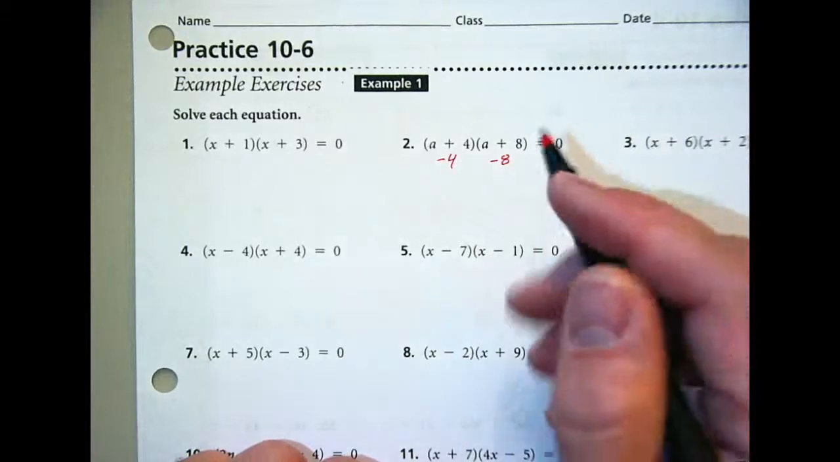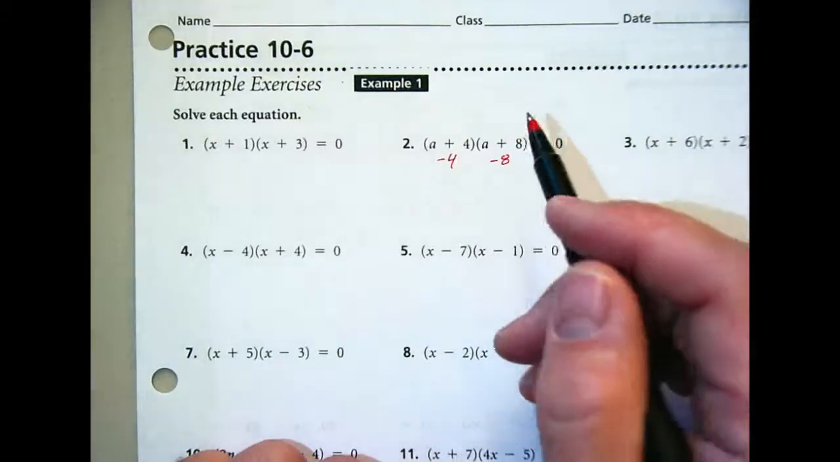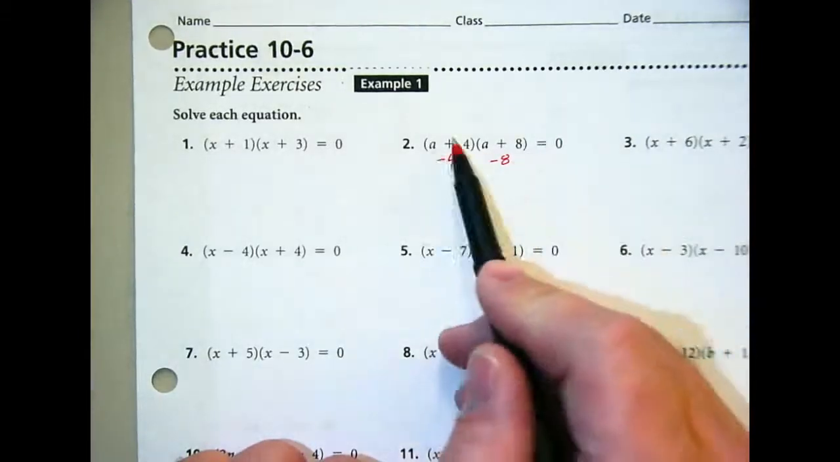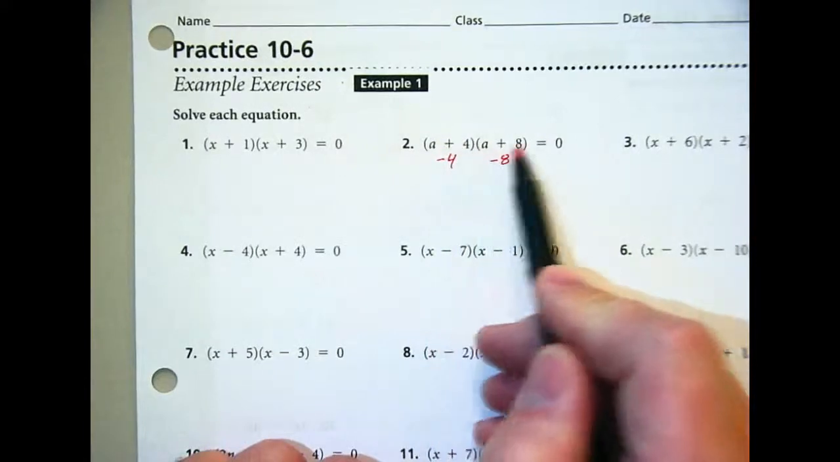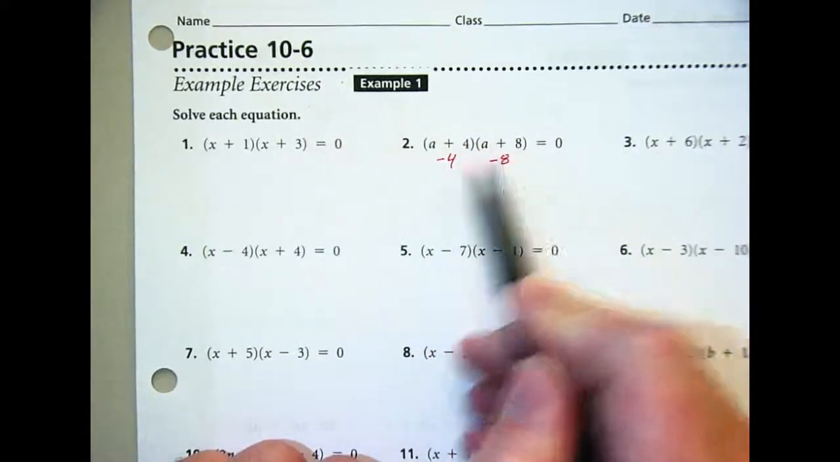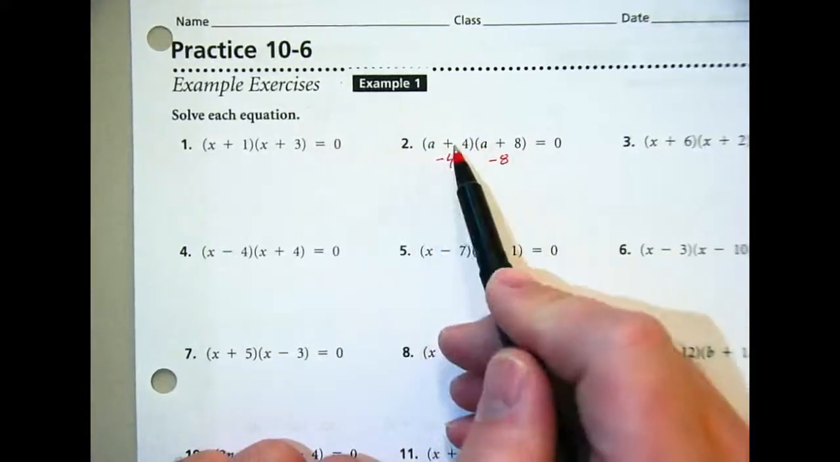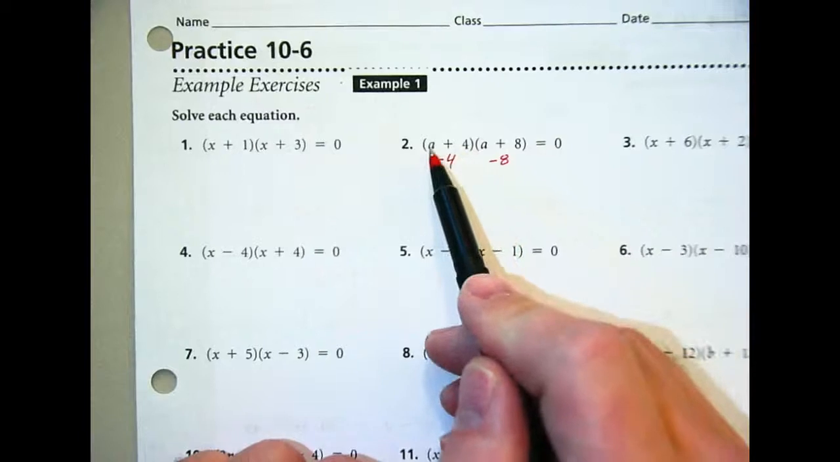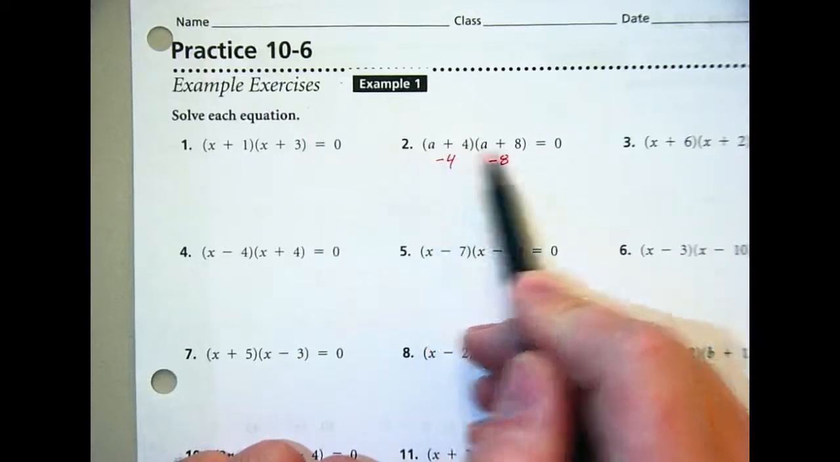Jaden, is Caden right? Hey, that right? You think so? Does negative 4 make this 0? Yeah. Does negative 8 make this 0? Do you just do the opposites? Yeah, if there's nothing in front of A, right? Yeah, just do the opposite.